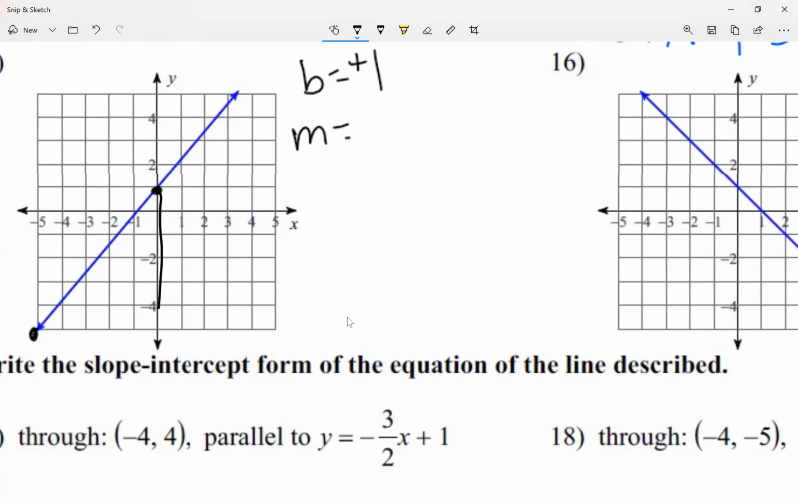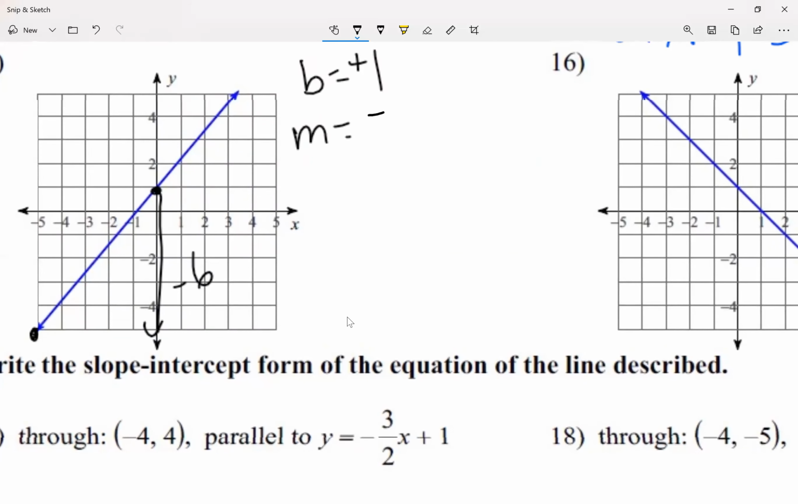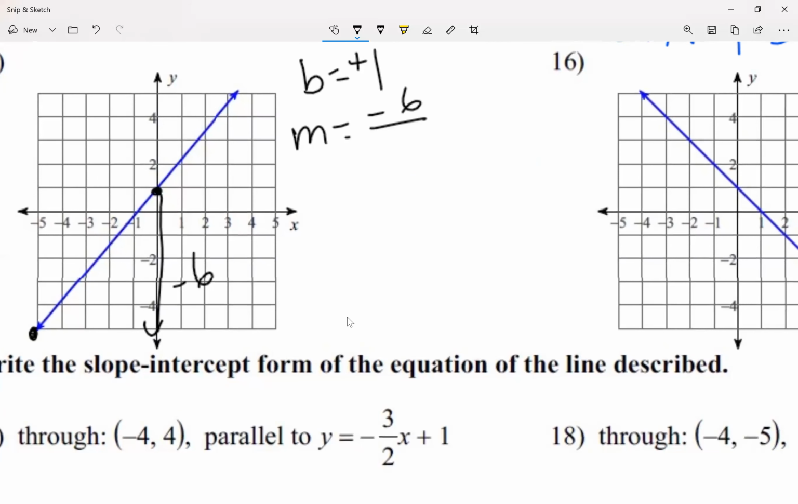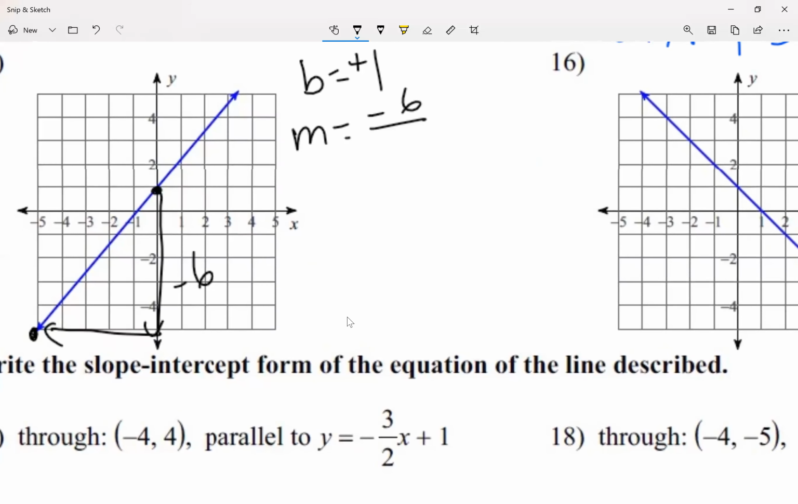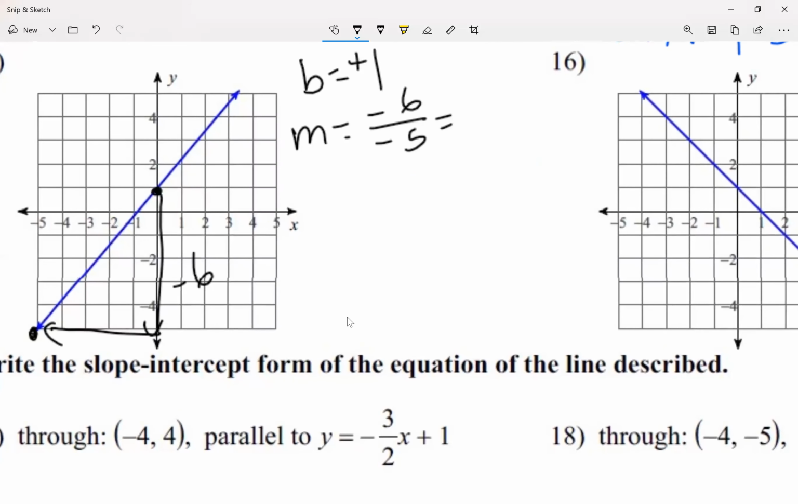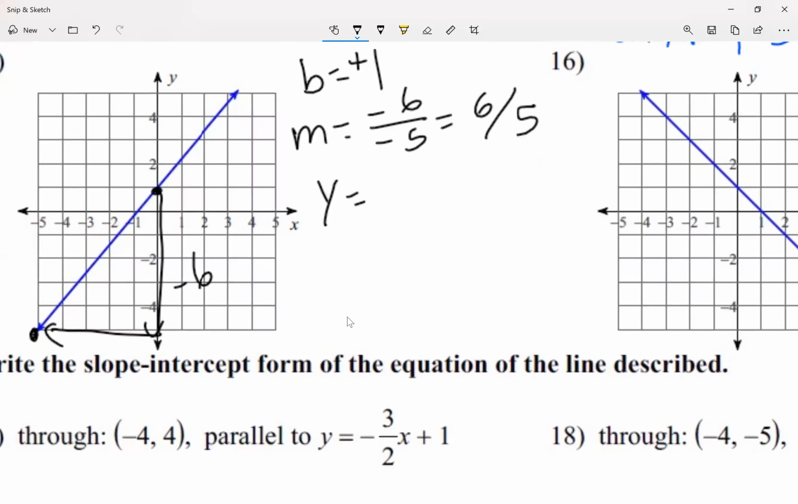I'm going to travel down 6 spaces. Then I'm going to travel to the left 5 spaces. The negatives cancel out. So my fraction is 6/5. My slope is 6/5. So to begin with, I'm just going to write y equals 6/5x plus 1.